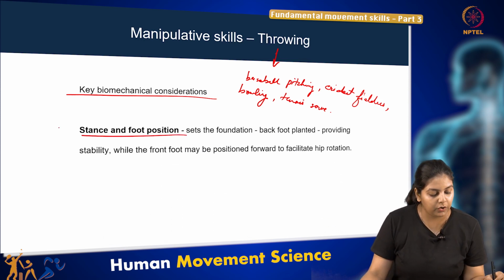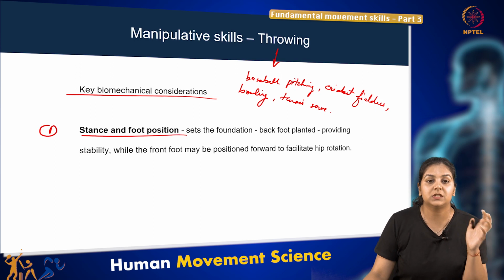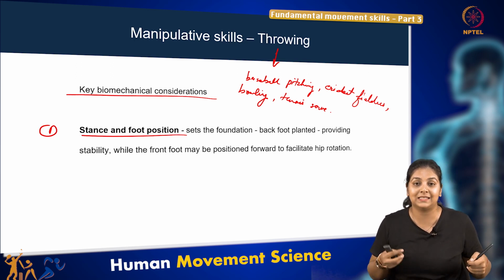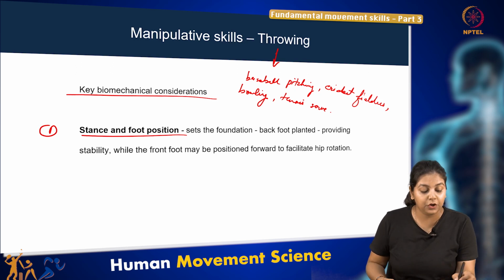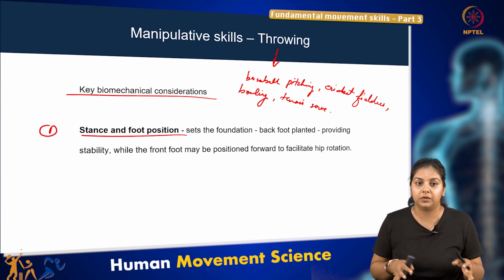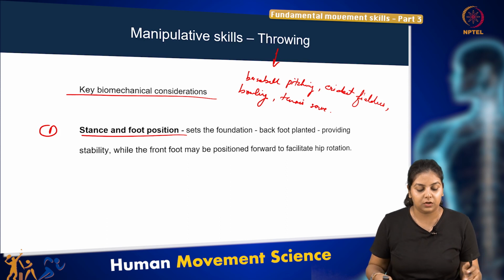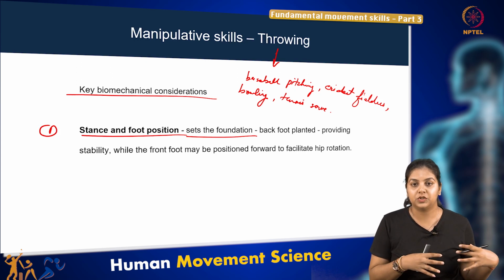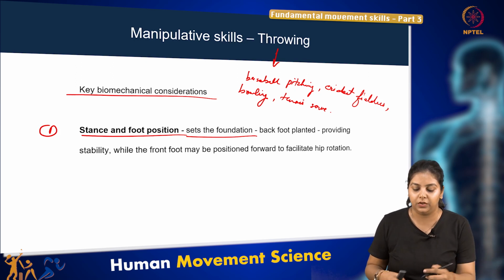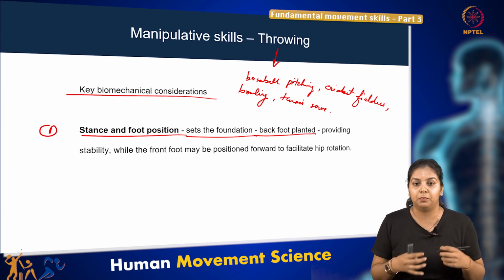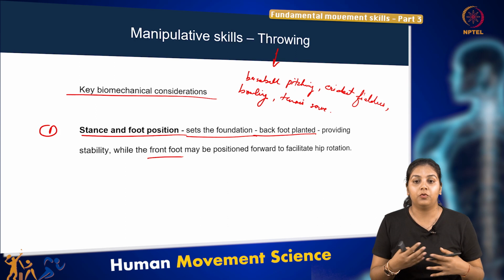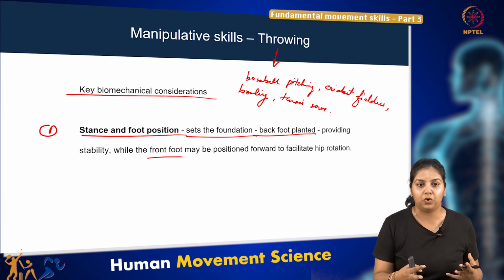So important in throwing, first one to look at would be your stance. So how wide your feet are, how stable you are on the ground, because that sets your foundation, and your foot position for the same. So how are your feet positioned, right? So it sets the foundation. So the back foot usually is planted, right? So it provides stability. Usually in throwing, that's what happens. So your back foot is planted, while the front foot may be positioned forward to facilitate hip rotation, right?